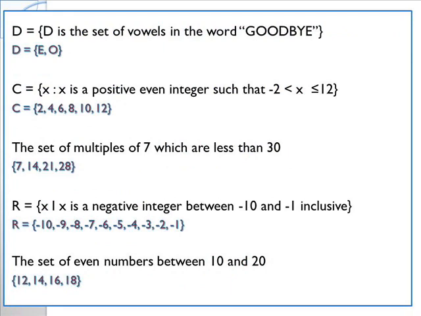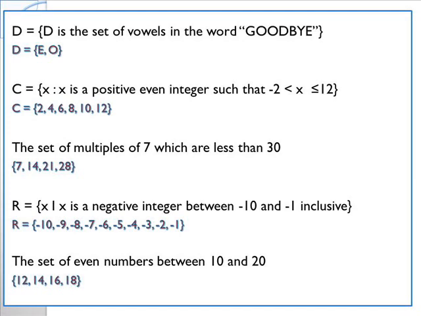As we know that elements are not repeated, that's why we will not repeat the letter O and we will simply write D = {E, O}. Then we have C = {x such that x is a positive even integer such that x is greater than -2 and x is less than or equal to 12}. Well, as here we need to list down the positive even integers, we will start with 2 and continue till 12. That is, we have 2, 4, 6, 8, 10 and 12.